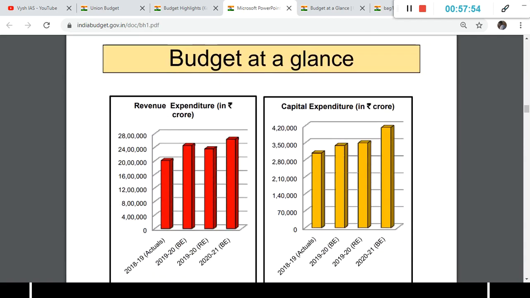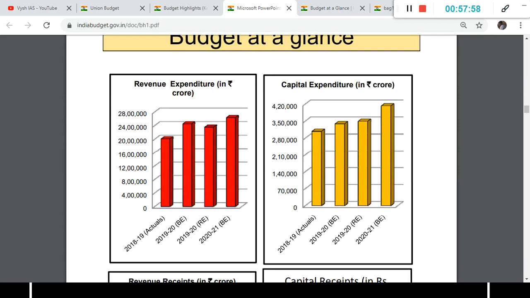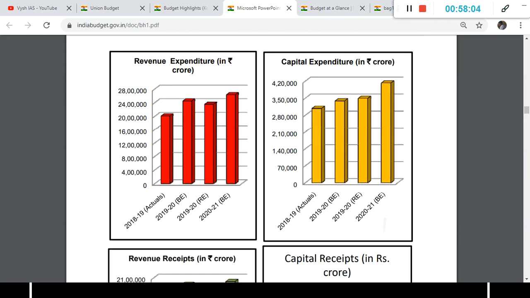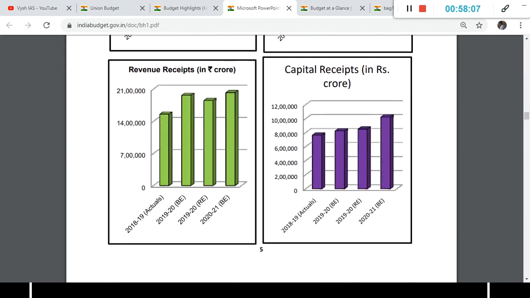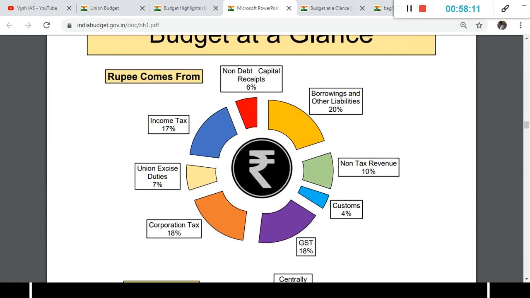I did an economic survey summary for you. See everything, revenue deficit, capital deficit. UPSC will ask like this only: the revenue expenditure has been steadily increasing or steadily declining over the last 5 years or last 10 years. When you see this graph itself, you will understand it's all fluctuating. It's not steady.